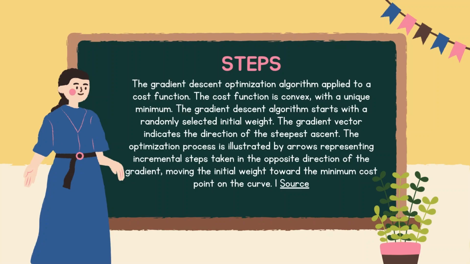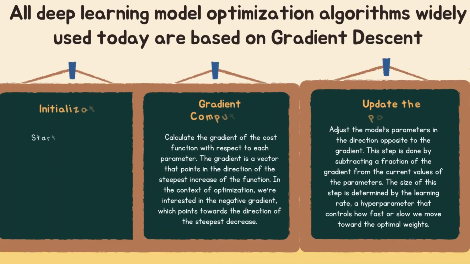So what are the steps in the gradient descent optimization algorithm? First, we need to calculate the error function. Then we need to calculate the gradient of the cost function. If it is convex, there will be a global minimum. Then we need to start with a random initial weight. From there, we go in the opposite direction of the gradient, that is steepest descent. The optimization process is illustrated by arrows in the opposite direction of the gradient towards the minimum cost, that is from initial weights toward the minimum cost. The gradient points in the steepest increase direction.